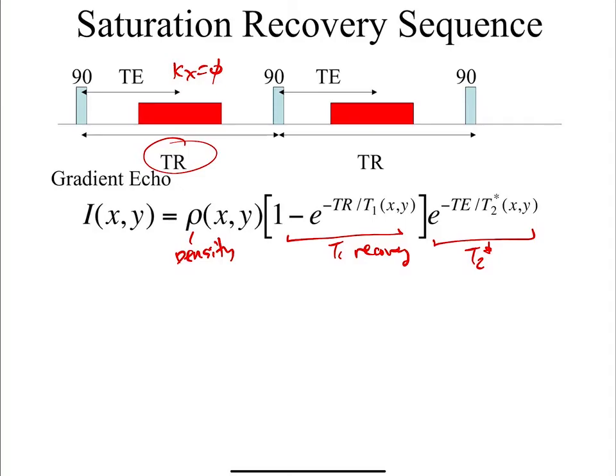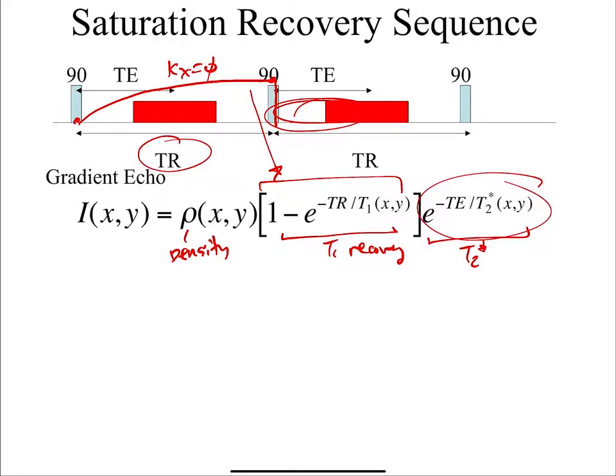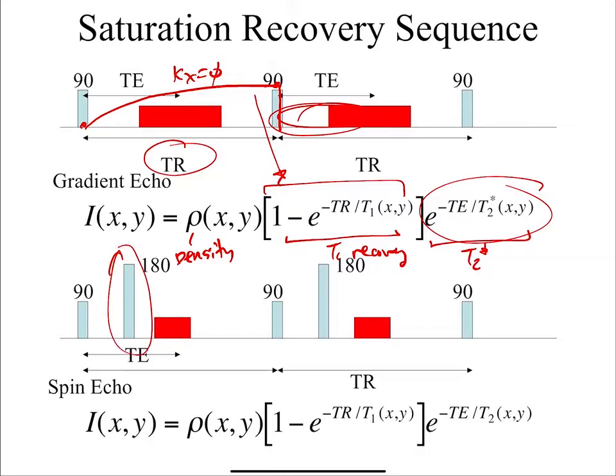Okay, so you can imagine basically after this first 90-degree pulse, right, the M sub Z is zero, so I'm looking at this recovery here, and this is how much spin magnetization I have to excite for this next go-around. Okay, so that's where that term comes from. So that's that recovery. And then this term here is within this time period, there's going to be decay of the transverse magnetization. So both those together form my basic contrast. And then if I put a 180-degree pulse in there, then everything stays the same, but that T2 star now becomes a T2. Okay, so that's the only difference between those two pulse sequences.